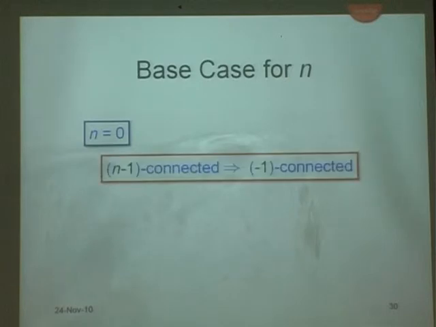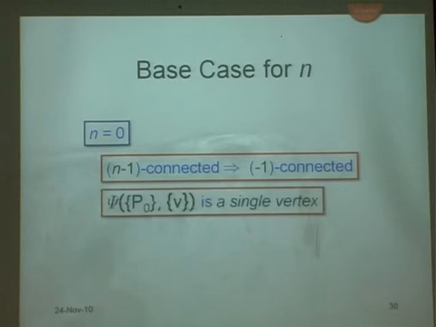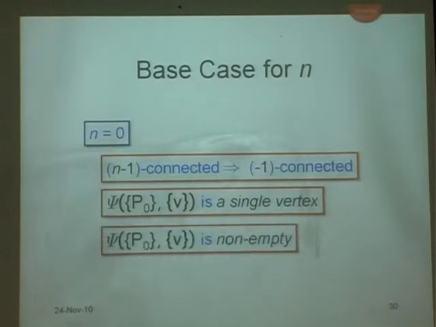So the base case for n, well, what does it mean to be n minus 1 connected? Well, minus 1 connected means non-empty, which is pretty easy. It just says, given one process and a singleton set, there's only one way to match these up. So you have a single vertex that's non-empty. We're done.